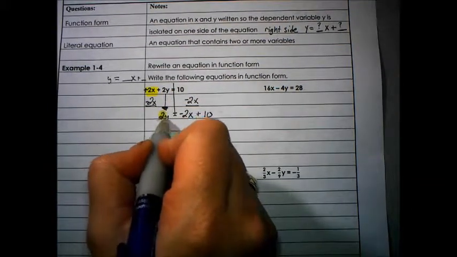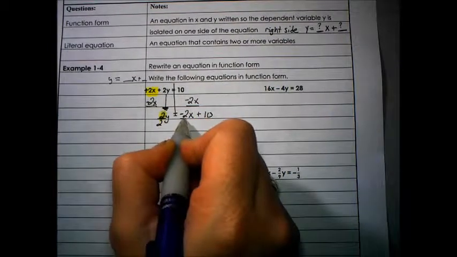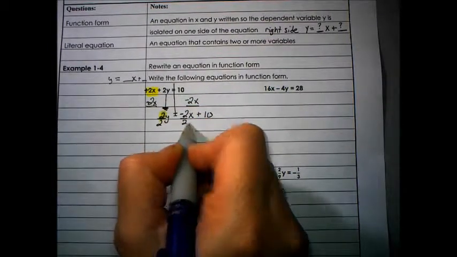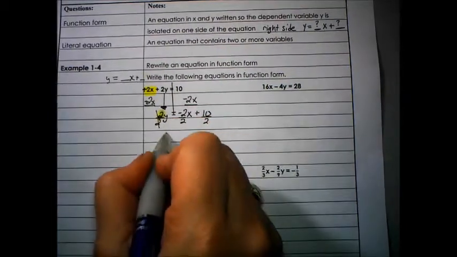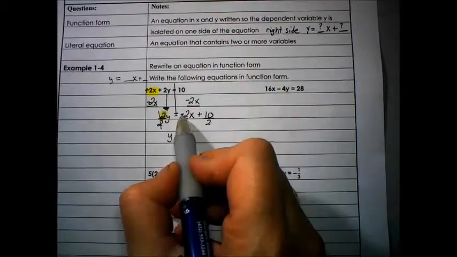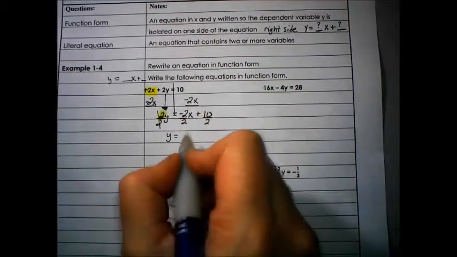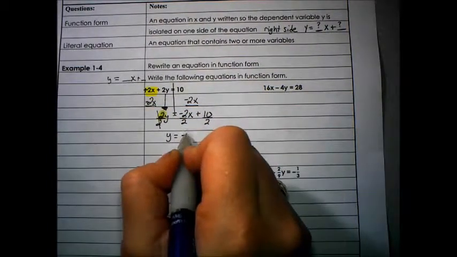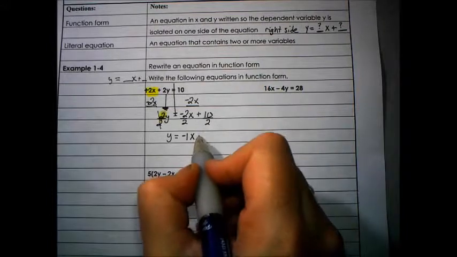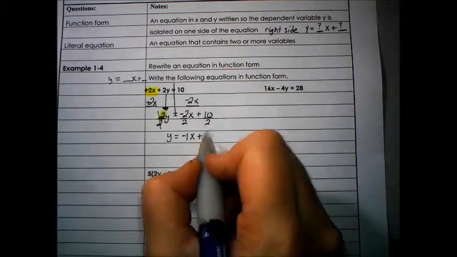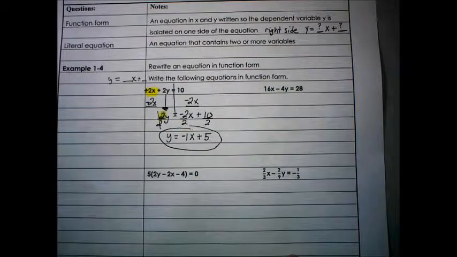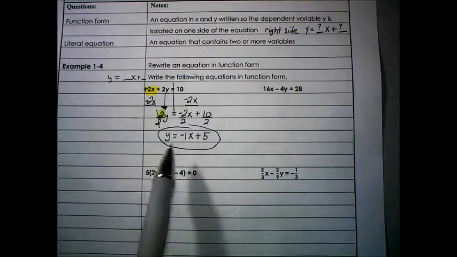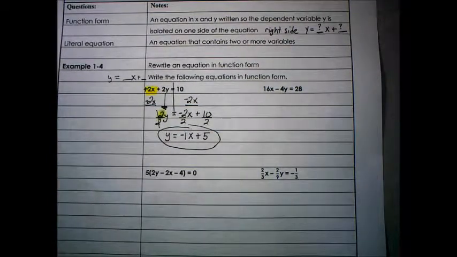This is a multiplication, so the opposite is to divide by 2. So I want to divide each item on the right side by 2. That gives me y equals, and now negative 2 divided by 2 is a negative 1x plus 10 divided by 2, which is 5. There is my answer. This is an equation written in function form.